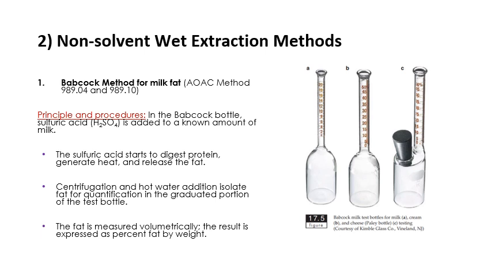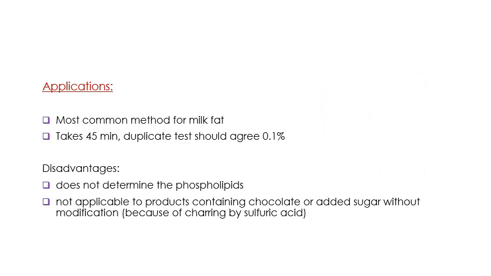What you need to do next is to centrifuge and add hot water to isolate fat for quantification in the graduated portion of the test bottle. This fat is then measured volumetrically, and the result will be expressed as percentage fat by weight. So Babcock is the most common method for milk fat. It takes only 45 minutes to run.